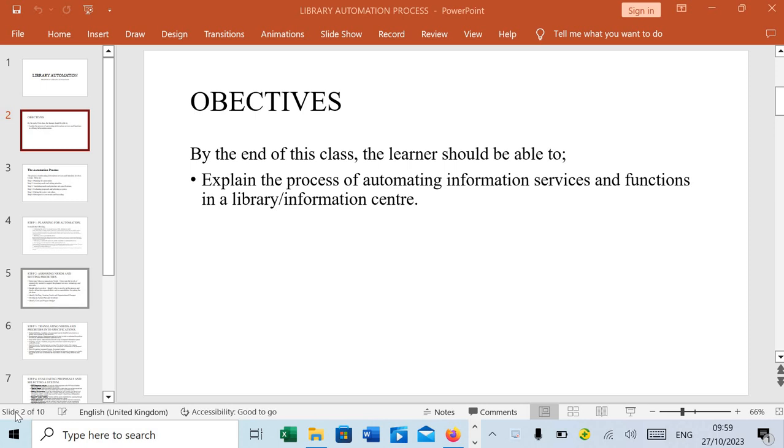I'm Timothy. Today we are going to learn about the library automation process. By the end of this class, we are supposed to have this objective: explain the process of automating information services and functions in the Library Information Center.